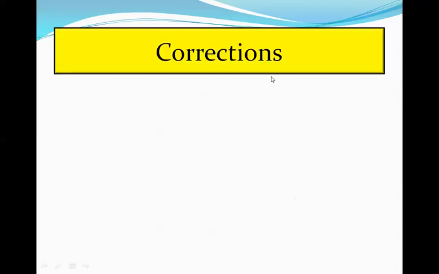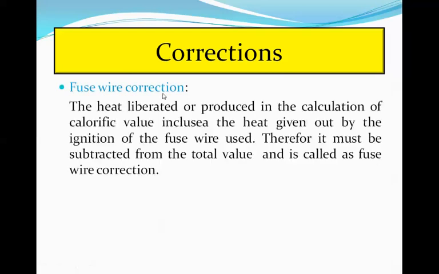Now, this was all about calculation of the calorific value, but there are some corrections also which have to be incorporated for calculating the final value of the calorific value. The fuse wire correction: it is the heat liberated or produced in the calculation of the calorific value. It includes the heat given out by the ignition of the fuse wire also. Therefore, it must be subtracted from the total value and is called the fuse wire correction.